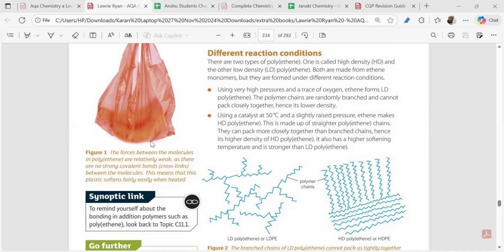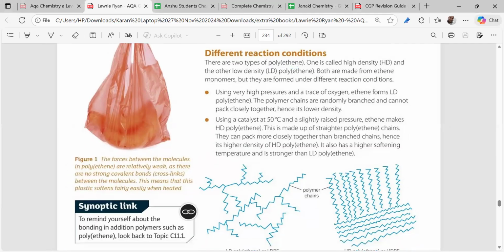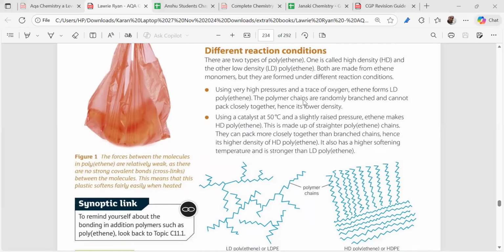Now, how do you make the high density polymer and low density polymer? You are taking polyethylene, but the conditions you use will give you different end products. For the high density polymer we take polyethylene and add a trace of oxygen. Sorry, my bad. In the low density polymer, we take high pressures and traces of oxygen.